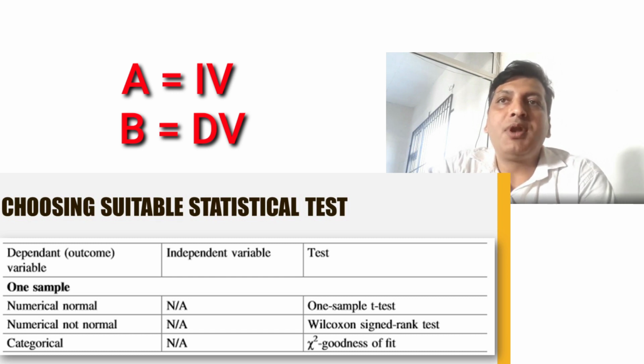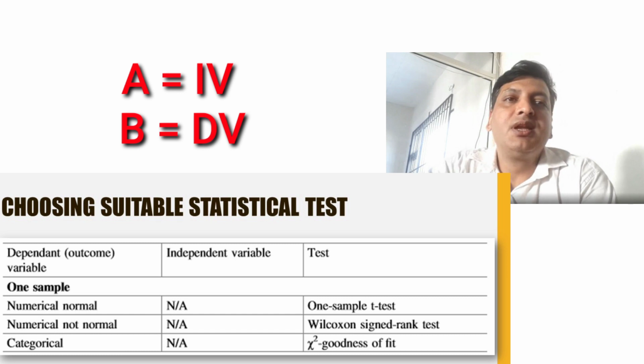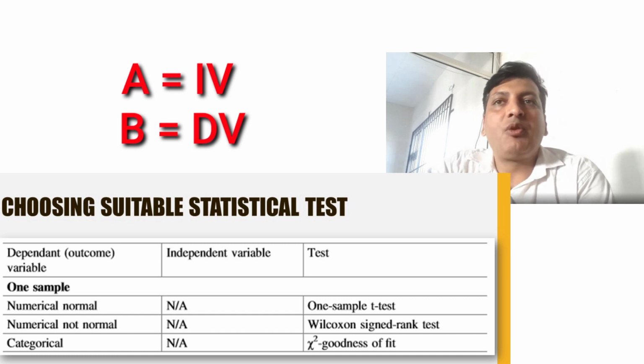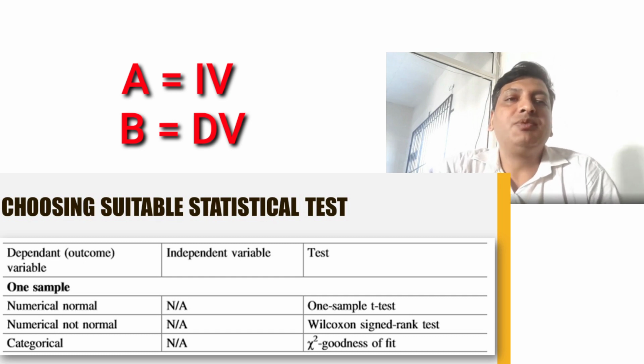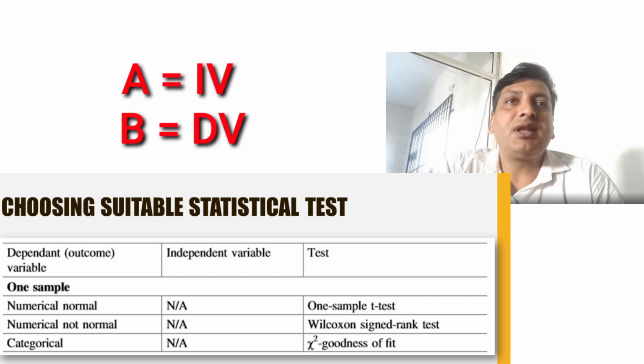When I have written normal, it means we have got the bell-shaped curve and the data was found normally distributed. And when I have written not normal, it means that we have applied the test for normality of distribution to this particular data, and we didn't get the bell-shaped curve, so the distribution of this data is not normal. So the distribution is that important. It will change the test from one sample t-test to Wilcoxon signed rank test.